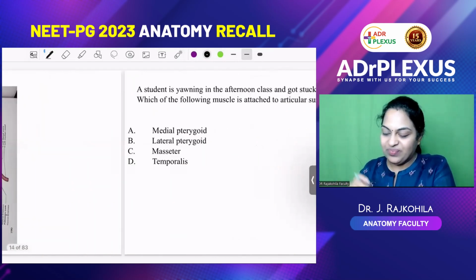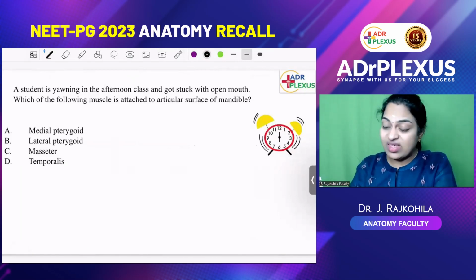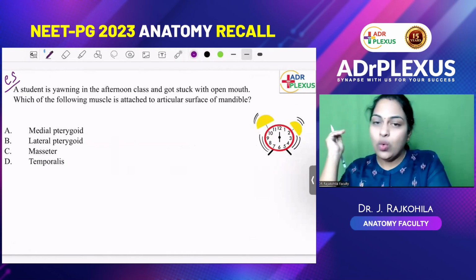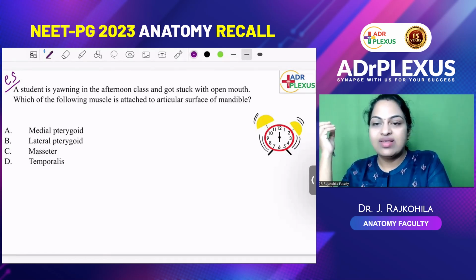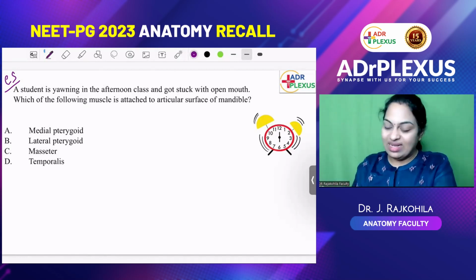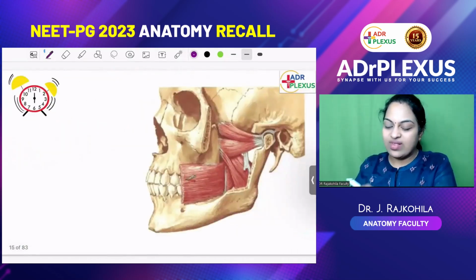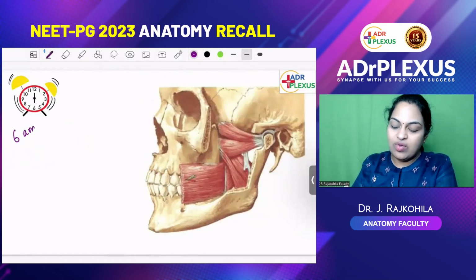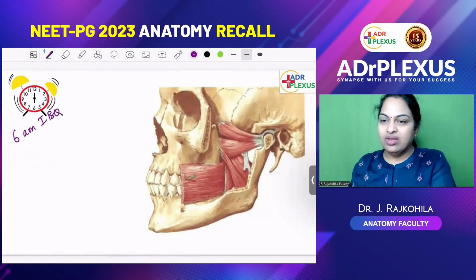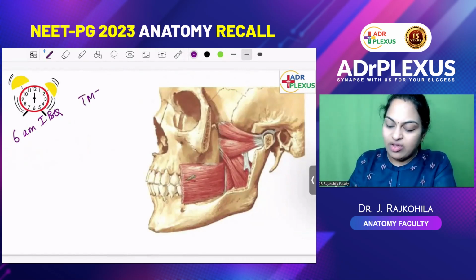Got it right? Now coming to the third question, a case scenario. A student yawning in the afternoon class got stuck with an open mouth. Which of the following muscles is attached to the articular surface of the mandible? The temporomandibular joint and the muscle responsible for this condition. It was covered in the 6 a.m. IBQ session. Now, let's see the temporomandibular joint.